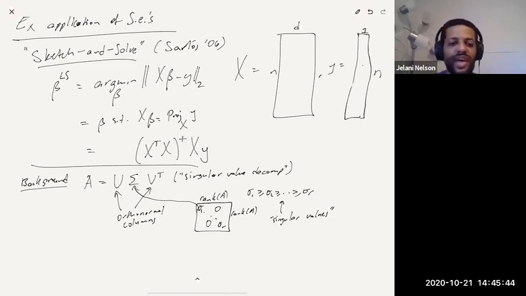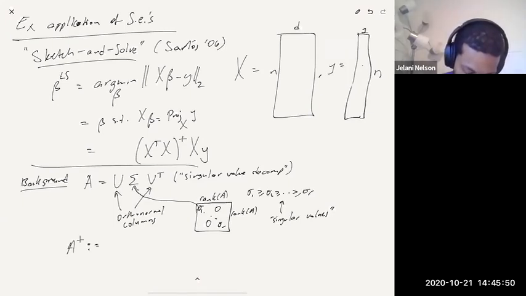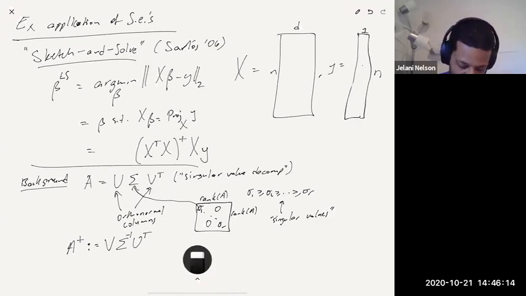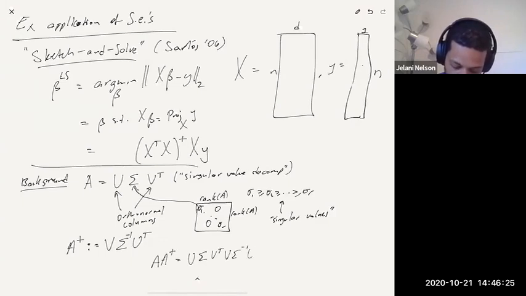Okay. And then the pseudo inverse is just defined to be V sigma U inverse. Sorry, not U inverse, that's not what I meant to say. V sigma inverse U transpose. That's the pseudo inverse. And it has the property that if you look at A A plus, A times its pseudo inverse, what is that equal to? That's equal to U sigma V transpose V sigma inverse U transpose.